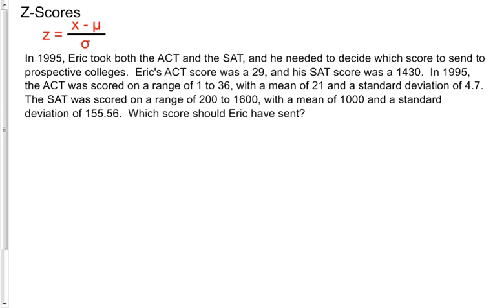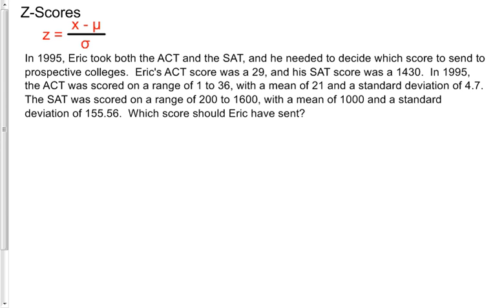of a scale of 1 to 36, and an SAT score of 1430, which is on a scale of 200 to 1600. We're given the mean and the standard deviation of both the ACT and the SAT. And the question here is which of those two scores is really better? So 29 out of 36 or 1430 out of 1600. So what we're going to do is figure out the z-score of each of those so that we can figure out where that score falls in comparison to the overall set of data.